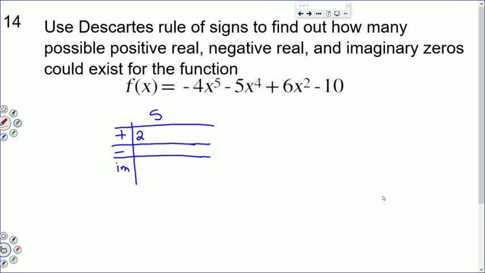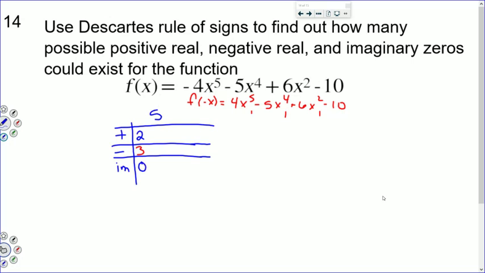Then if we find f of negative x, all of our odd numbered exponents are going to change. The even ones will stay the same. So this is going to be 4x to the 5th minus 5x to the 4th plus 6x squared minus 10. If we count our sign changes, positive to negative, there's 1. Negative to positive, there's another 1. Positive to negative, there's a third one. So we have 3 negatives. And so if we have 2 positives and 3 negatives, that leaves us with 0 imaginaries.